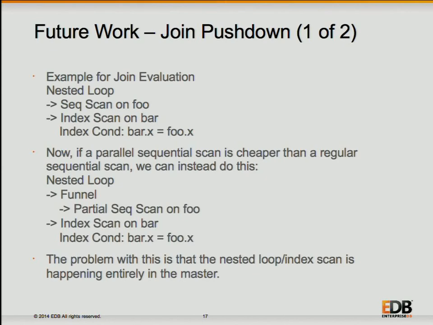If you've got this first plan up here at the top, where you have a nested loop with a sequential scan and an inner index scan, in the first version of the patch, the current version of the patch, the best you can do is this plan right here, right? You replace the sequential scan with a funnel over a partial sequential scan, right? But if you think about it, that kind of stinks, because that means that all the tuples come back to the master, and then the master does this iterated index scan for every single one of them, which seems like something that would be great to have a whole bunch of workers doing in parallel. I mean, assuming there isn't too much contention on the buffer locks, but that's a problem Andres is going to fix for us, I hope.